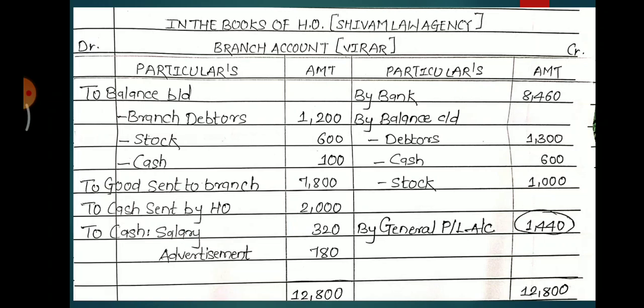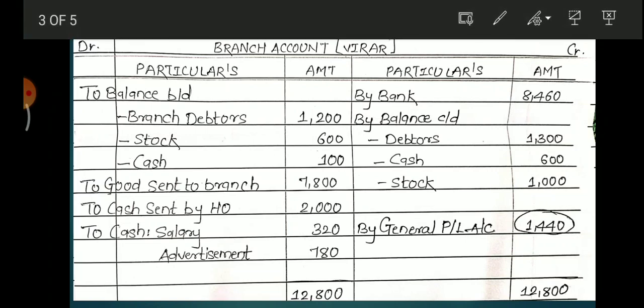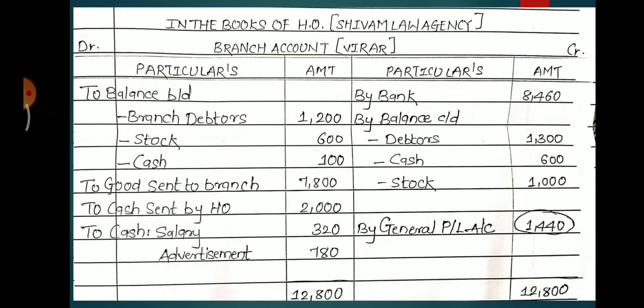Solution. First we have to mention in the books of head office, Shivam Law Agency, the branch account with debit, credit, particulars, amount. Okay, so let's begin today's topic, today's solution.